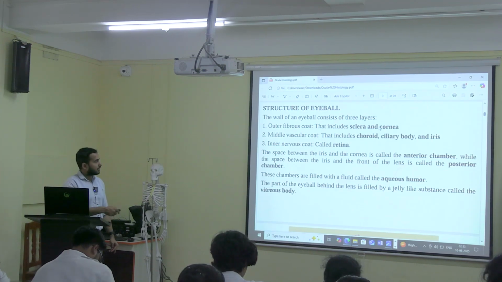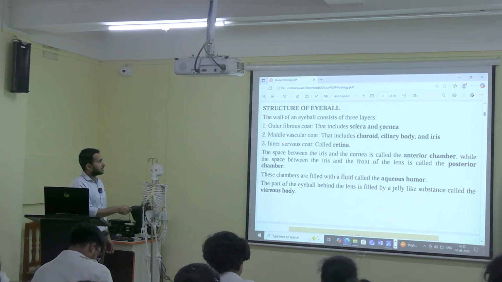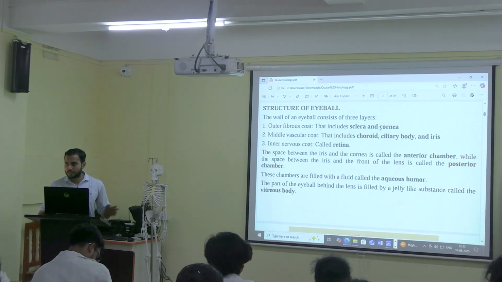Now, the outer fibrous layer is made up of two parts, that is sclera and cornea. Next, the middle vascular coat is made up of three parts, that is choroid, ciliary body, and iris. And the inner nervous coat is made up of retina. In the retina also there are parts, nervous retina and non-nervous retina. That will be discussed.